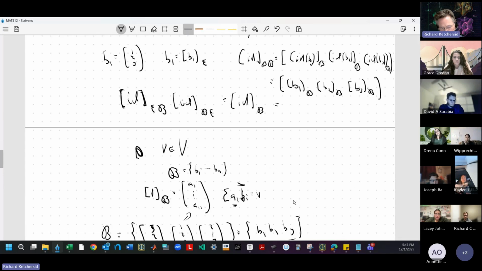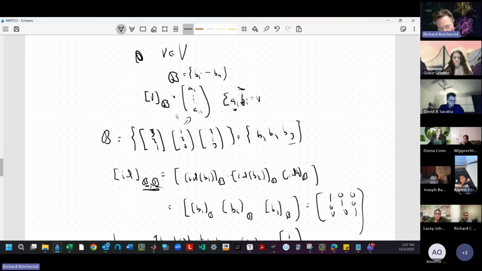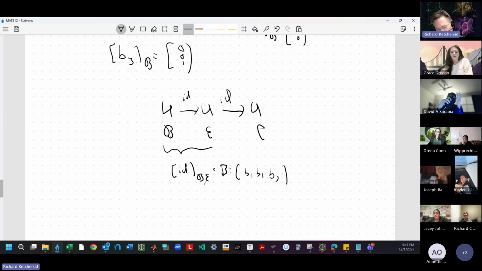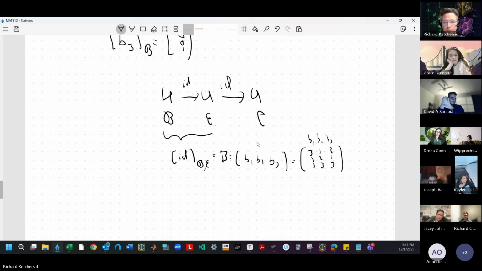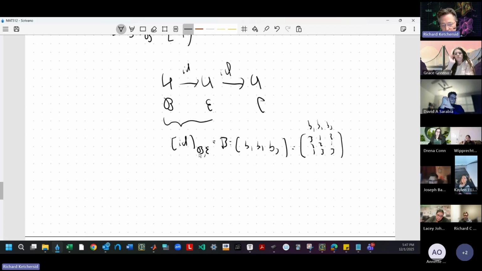Oh, come on, I just rewrote it. Oh yeah, no, it's right here. It's that matrix right there, 3, 2, 1, 1, 2, 3, etc. So the representation of the identity map going from B to E is the matrix 3, 2, 1, 1, 2, 3, 2, 1, 3. You just put B1, B2, B3 as the columns. Okay, so there we're going from the strange basis to the standard basis.